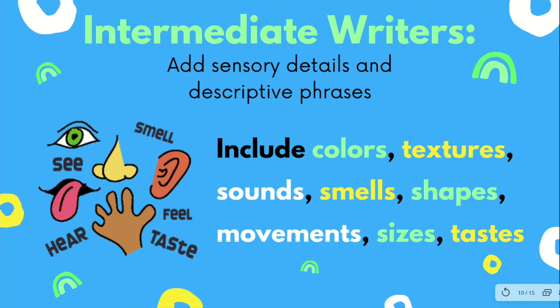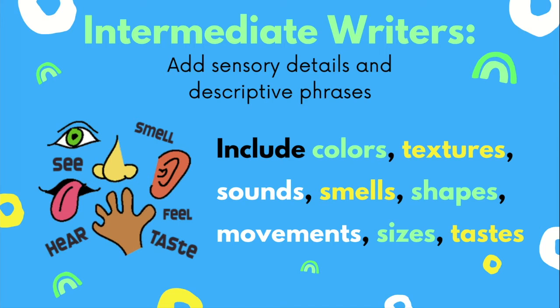For our intermediate writers, they can add sensory details and descriptive phrases. And all that means is they can use their 5 senses to think about words to add to their sentences. For example, they can include colors like red or navy blue. They can include textures like bumpy or soft. Sounds like crunch or buzz. Smells like sweet or fragrant. Shapes like round, circular, square.